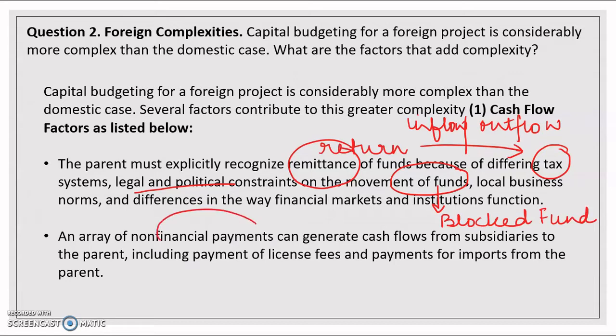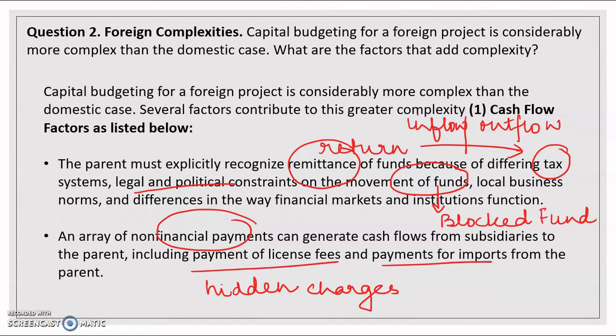Any additional non-financial payments. This again links us back to point 3, where you have to take into account any hidden charges that may be accounted for in the project, like license fees, payment for imports, and so on.